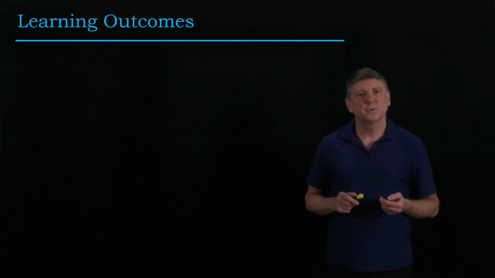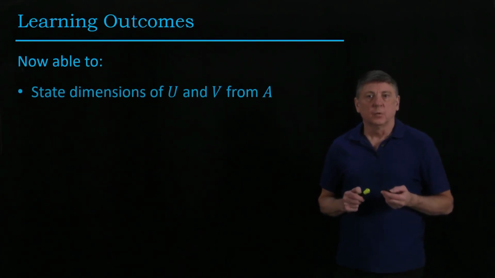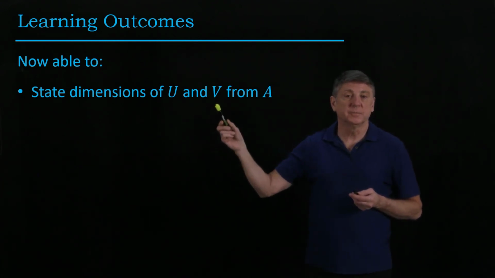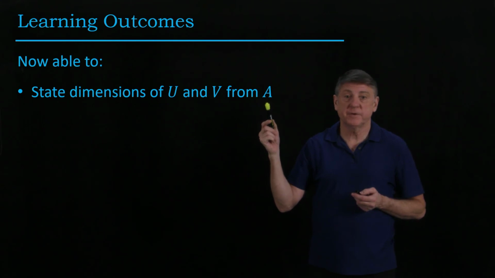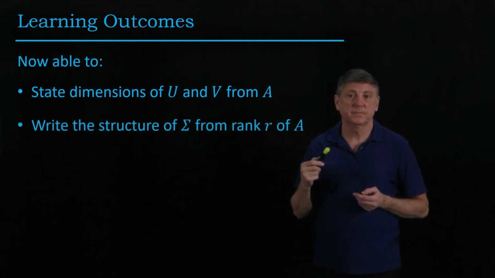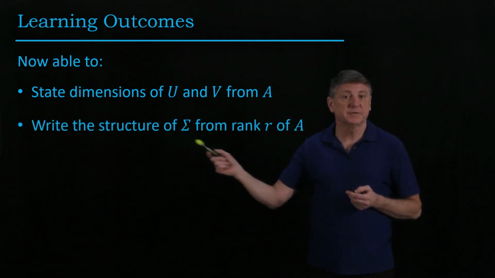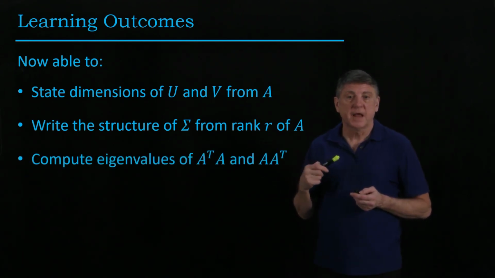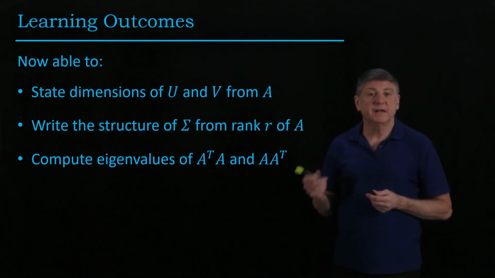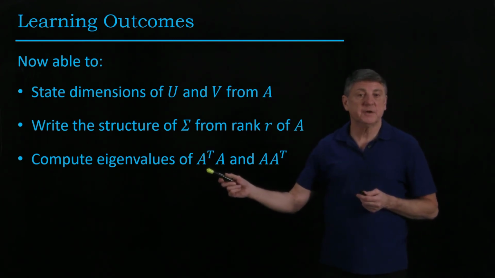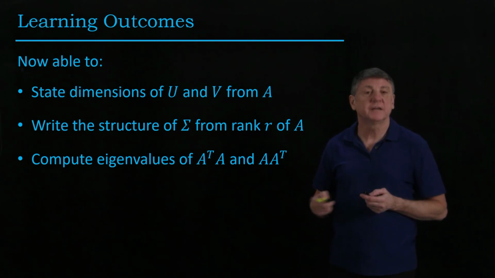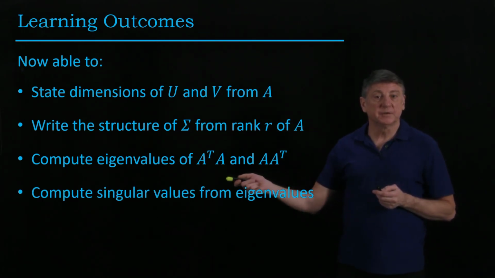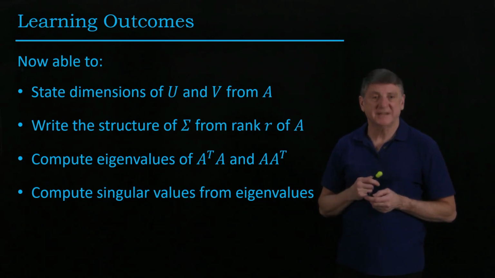Now let's summarize what we've learned in this lecture. We're now able to state the dimensions of the left and right singular matrices from the size of a matrix that has real entries. We can write the structure of the singular matrix knowing the rank R of that matrix. And we're able to compute the eigenvalues of the left transpose and the right transpose of a given matrix A that may be rectangular. We can compute the singular values from these eigenvalues by taking square roots.